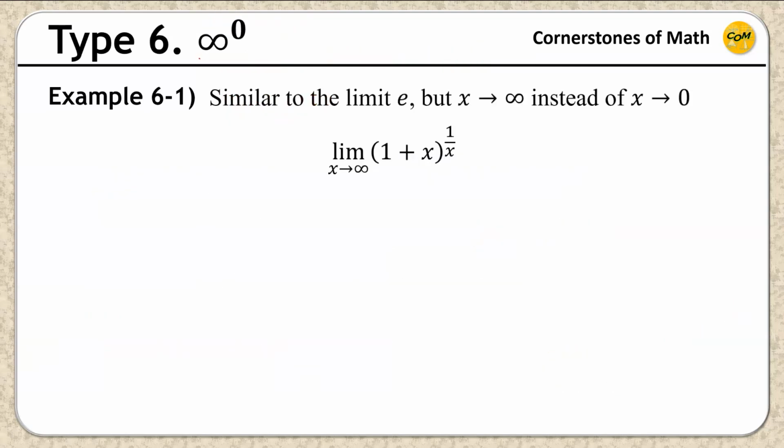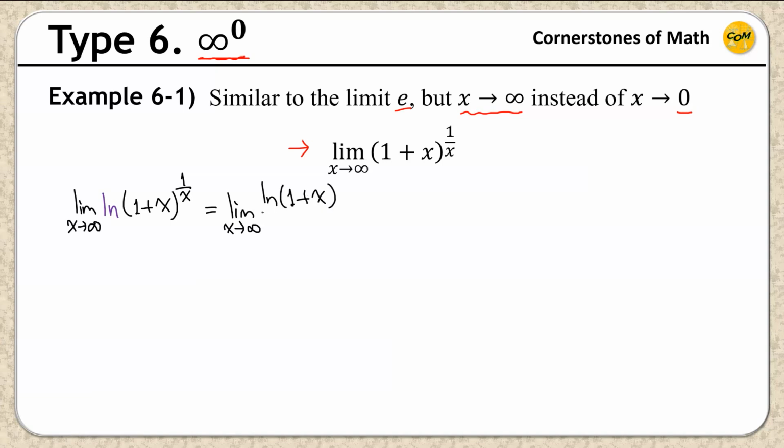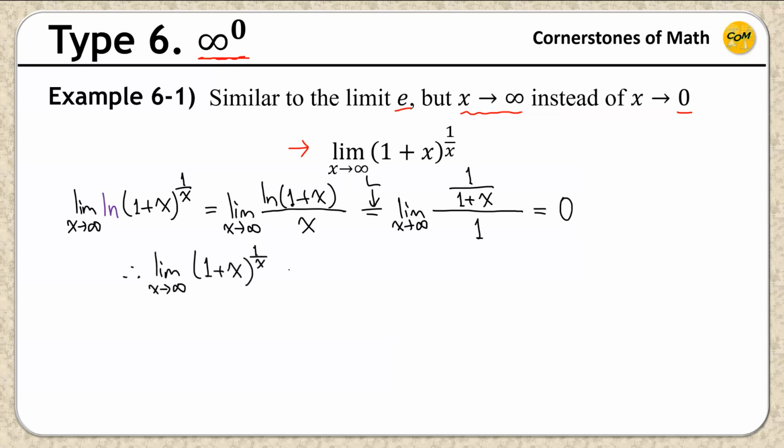The next type is infinity to the power of 0, such as this example. This looks very similar to the limit definition of constant e, but here x approaches infinity instead of 0. To find this limit, we can just take a logarithm on the limit, which gives ln 1 plus x divided by x, and then apply L'Hopital's rule, which gives the limit of 1 over 1 plus x divided by 1, which gives 0. This means that the value of this limit is 1.